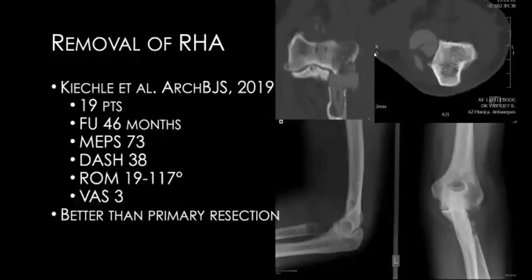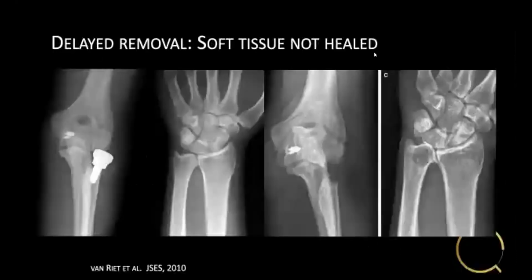Kiechler et al. showed slightly better results. 19 patients, Mayo performance score 73, so not perfect, but maybe not too bad, with a VAS score of 3, and they said it's better than a primary resection. So it's better to replace the radial head when it's fractured, and then maybe resect the prosthesis later on, than to actually resect the radial head immediately. So we assume that soft tissues heal, and this unfortunately does not happen in all patients.